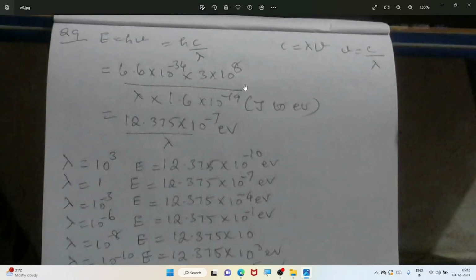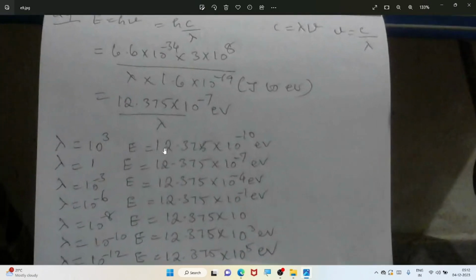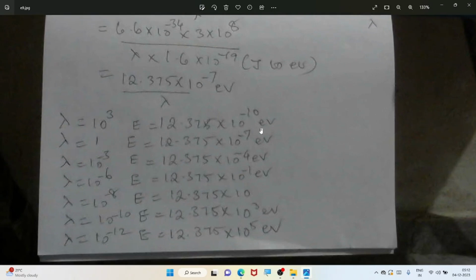So how to convert a joule into electron volt? 1 electron volt equal to 1.6 into 10 power minus 19 joule. This is the conversion factor. So these are the electron volt energies for the various wavelengths.